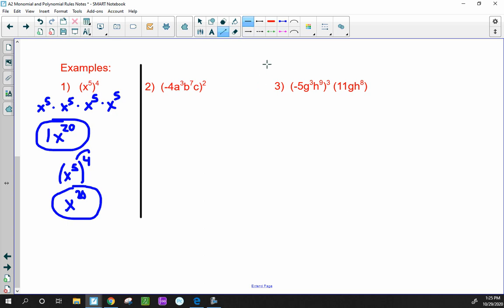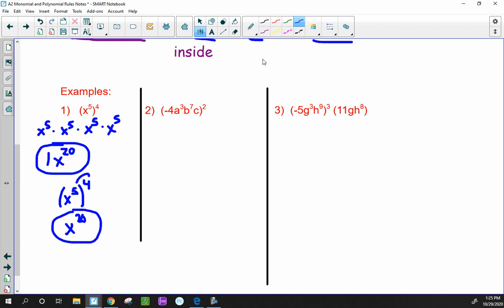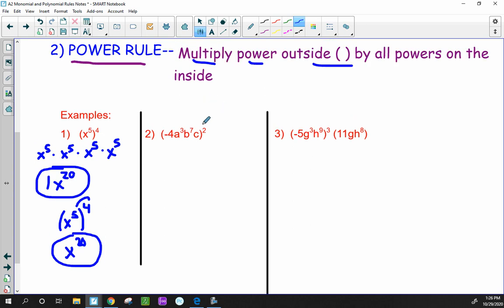Okay, so from here on out, number 2 and 3, I'm just going to stick with the power rule. And I'm going to notice that in this example 2, I have a negative 4, a to the 3rd, b to the 7th, c, but there's a big power of 2 on the outside. I'm supposed to take the 2 and multiply it again by every power I see on the inside. Make sure you are watching carefully and listening, because this is a common mistake.